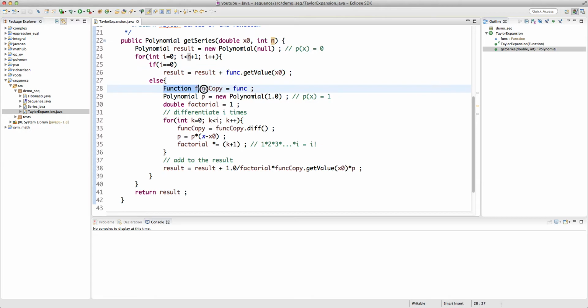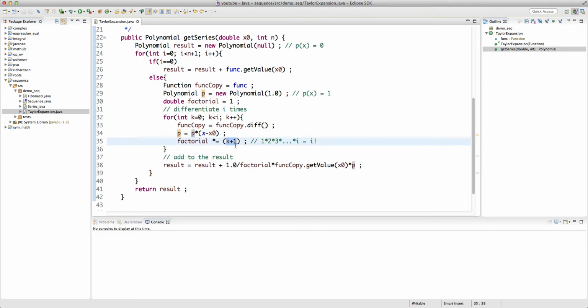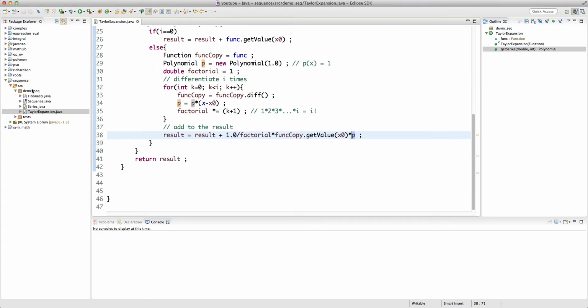And for higher order terms, we create a copy of the original function, and then for the overall polynomial for the ith term, we start with 1, and then we calculate the 1 over factorial. For k equals 0, k less than i, k plus plus, we take the diff recursively, so this calculates the derivative of the function i times. We also increase the power of x minus x0 by multiplying by itself, and the factorial is just multiplied by k plus 1. Then we have 1 over factorial times funcopy. Funcopy holds the value of the ith derivative. Remember, we have a for loop that runs over i, and times the polynomial (x minus x0) to the power of i. Okay, and then we return the result.